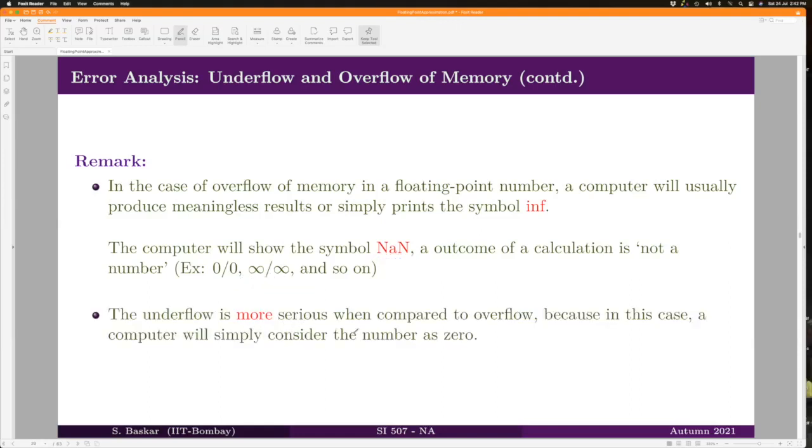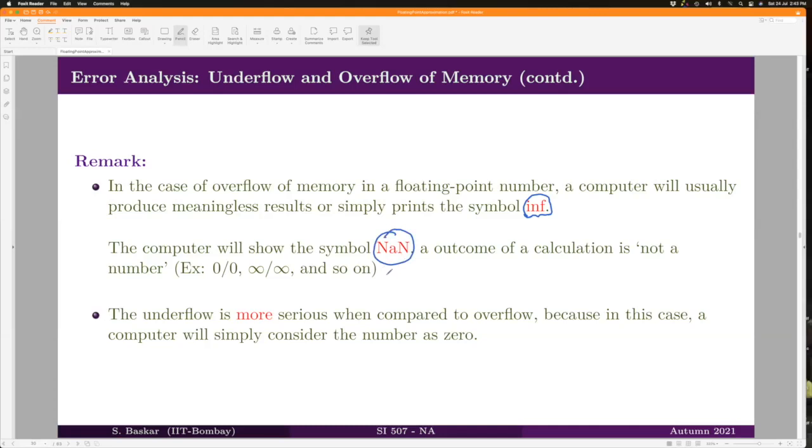The underflow is more serious when compared to overflow, because in this case, the computer simply considers the number as 0. That is, when you are trying to give a number whose exponent in the floating point representation is smaller than the lower limit of the computer's processor that it can handle, if the underflow happens, then the computer simply considers that number as 0 and then goes on with the calculation. See how dangerous it is. If the overflow happens, the computer will start producing these kinds of symbols. Therefore, in your answer, you will see INF or NaN. That itself is a warning that something went wrong in the calculation.